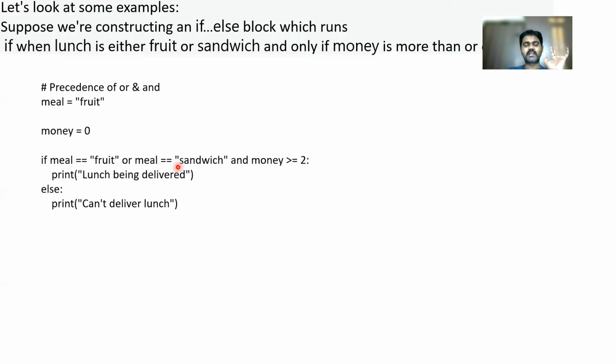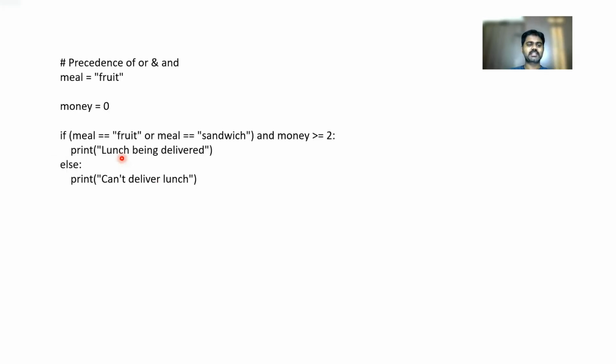So what about the previous one? So here we have not specified correctly. Here we're taking if meal equal to fruit or meal equal to sandwich. We have meal equal to fruit, then lunch being delivered is the output. But here we are correctly specifying in brackets, if both should get satisfied, then lunch being delivered will be printed, or else it goes to the else part. So obviously true and false, the AND operator gives false. So false is nothing but else part. So can't deliver lunch will be printed.